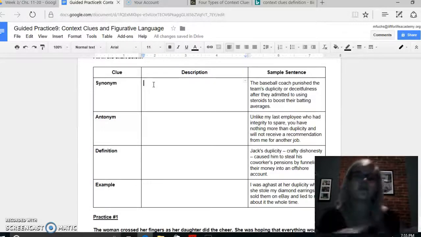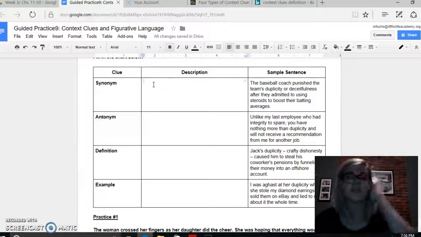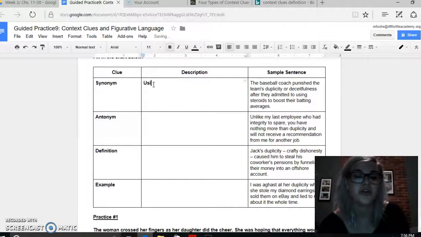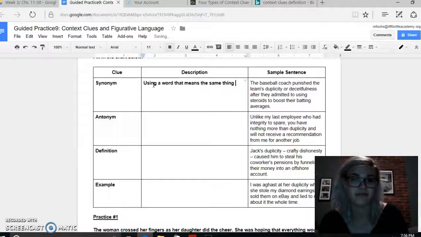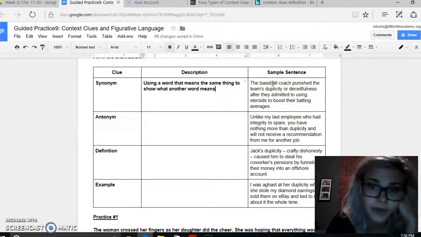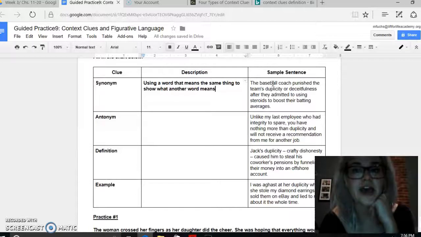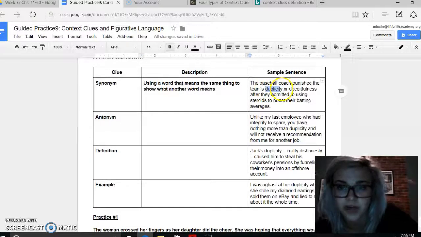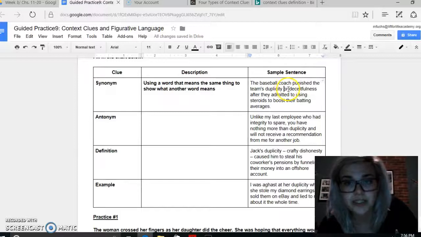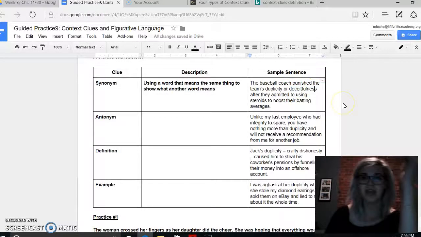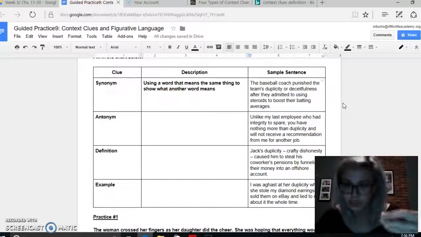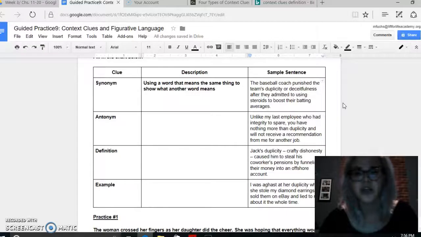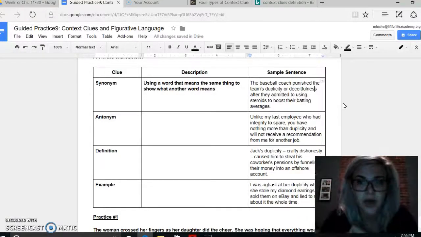When we talk about the type that is the synonym, this basically means that you are using a word that means the same thing to show what another word means. In our sample sentence, we have: the baseball coach punished the team's duplicity or deceitfulness after they admitted to using steroids to boost their batting averages. Where it says duplicity, that's the word we would be trying to figure out. Then it says or deceitfulness. So, it's giving you that synonym. It's saying, here's this word, or we could use this other word to describe it. Deceitfulness, duplicity, you're lying, you're cheating, that kind of thing, okay?